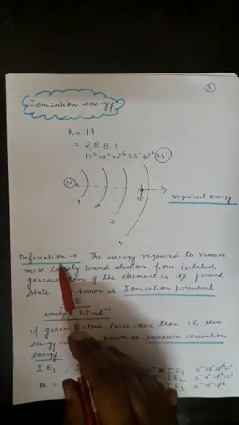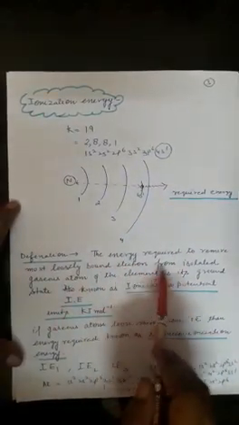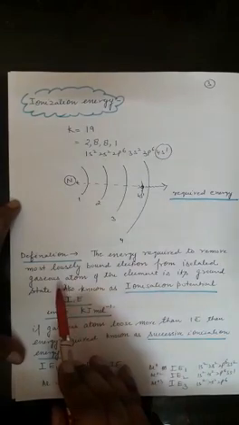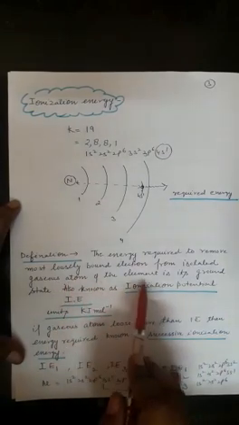See the definition part. The energy required to remove the most loosely bound electron from the outermost shell of a gaseous atom of the element in its ground state is known as ionization potential.